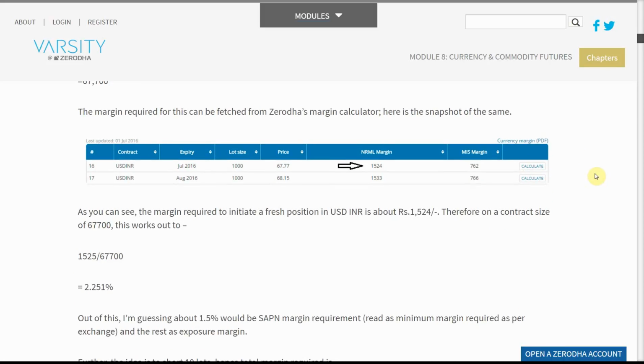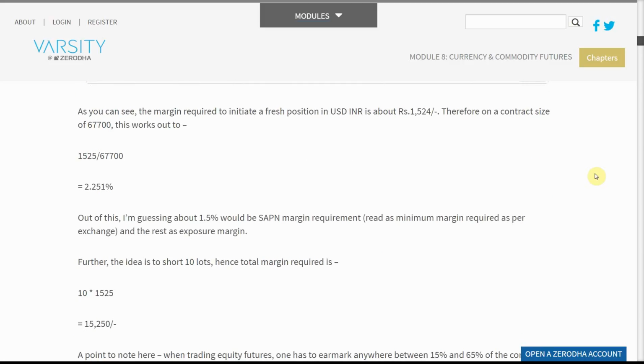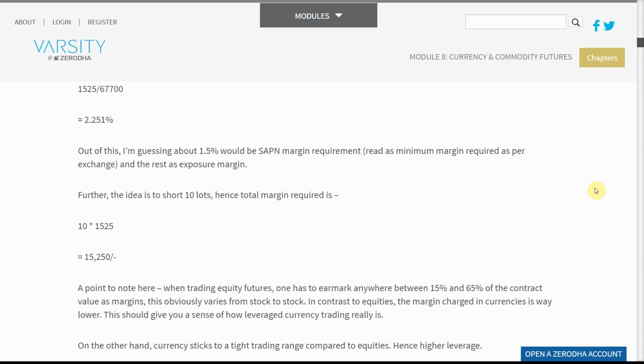The margin required for this can be fetched from Zerodha's margin calculator. Here is the snapshot of the same. As you can see, the margin required to initiate a fresh position in USD-INR is about 1,524 rupees per lot. Therefore, on a contract size of 67,700, this works out to 1,525 / 67,700 equals 2.251%. Out of this, I'm guessing about 1.5% would be SPAN margin requirement, read as minimum margin required as per exchange, and the rest is exposure margin.